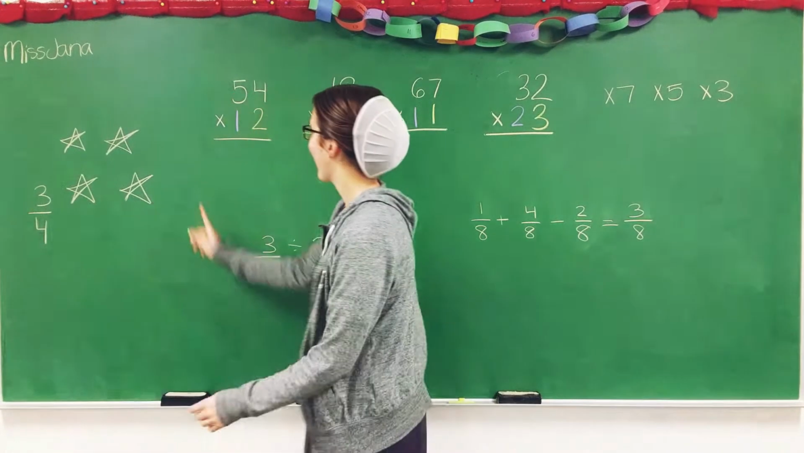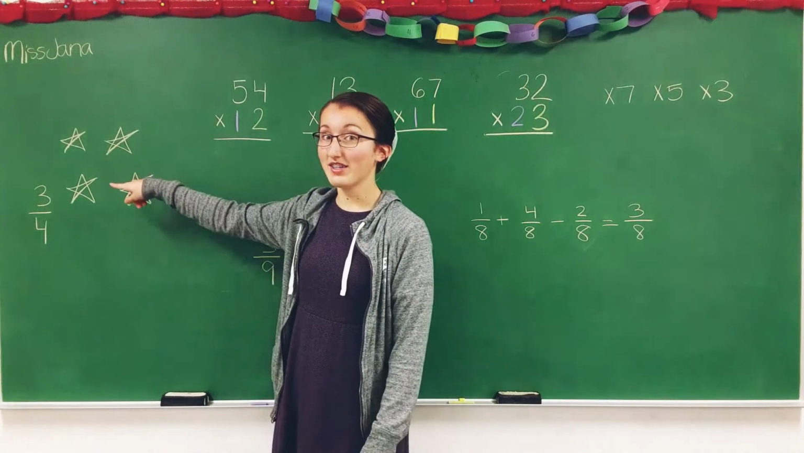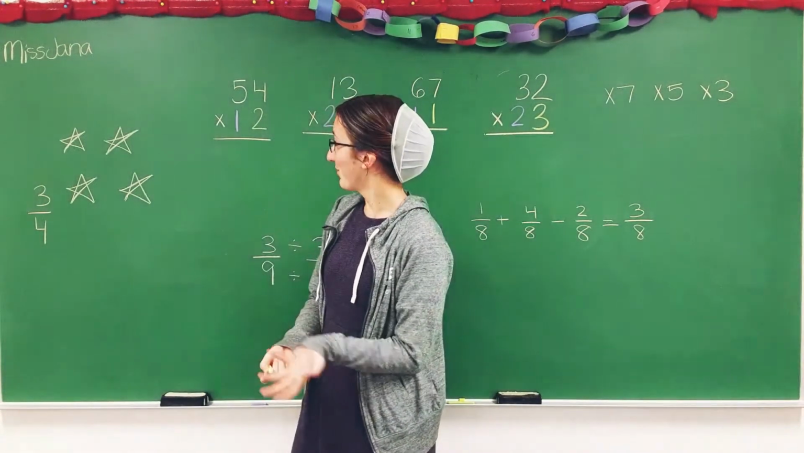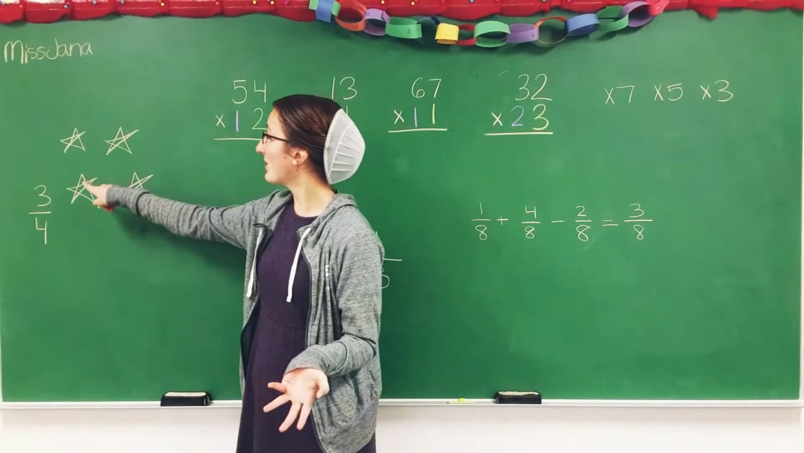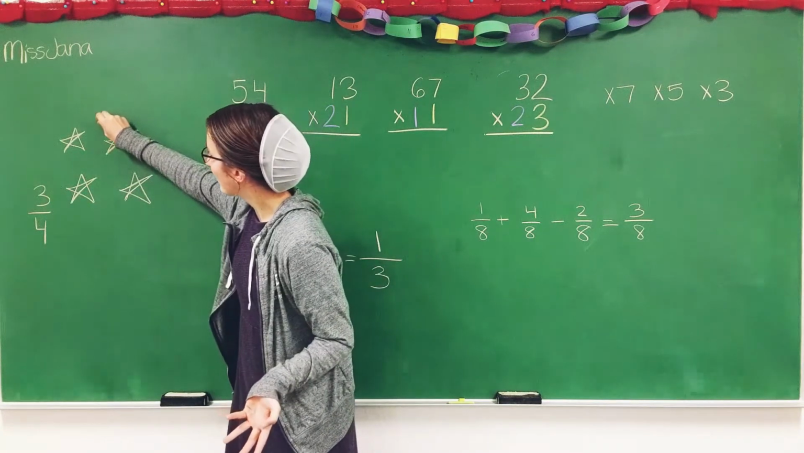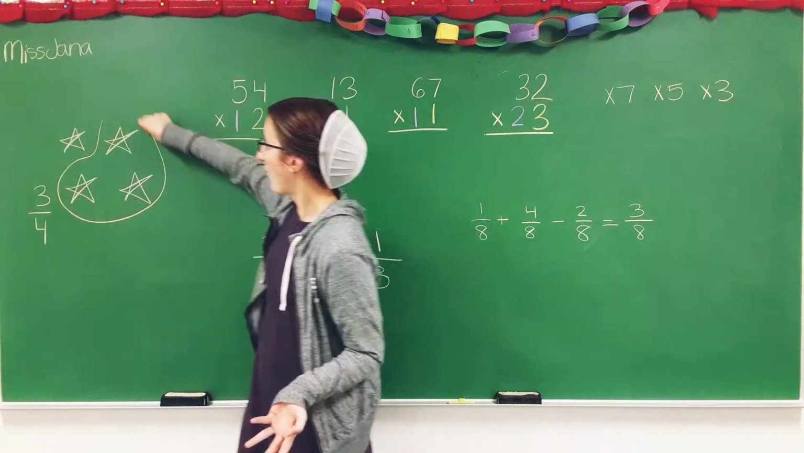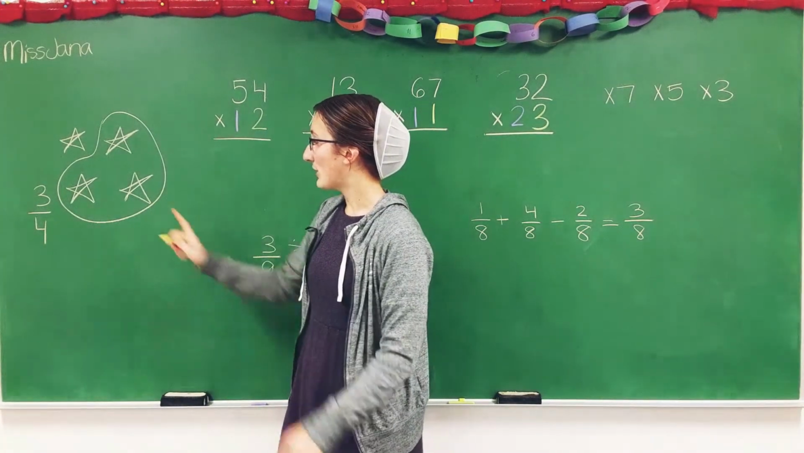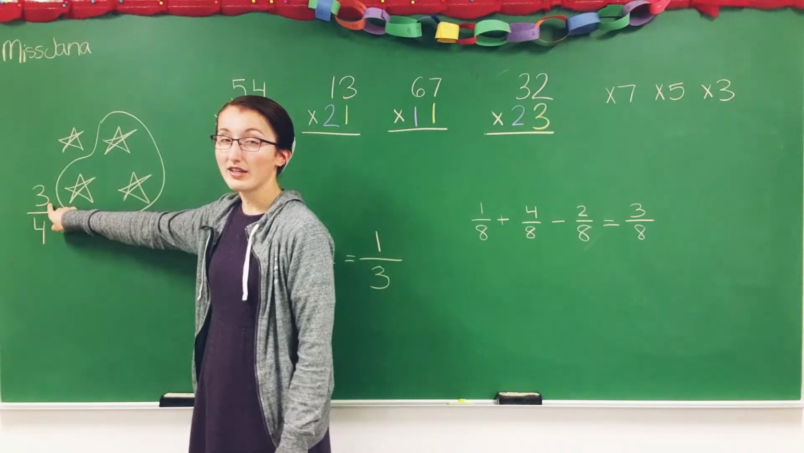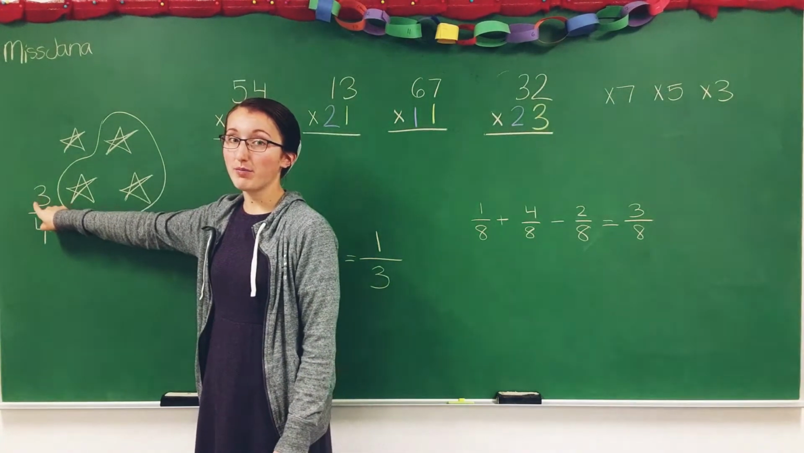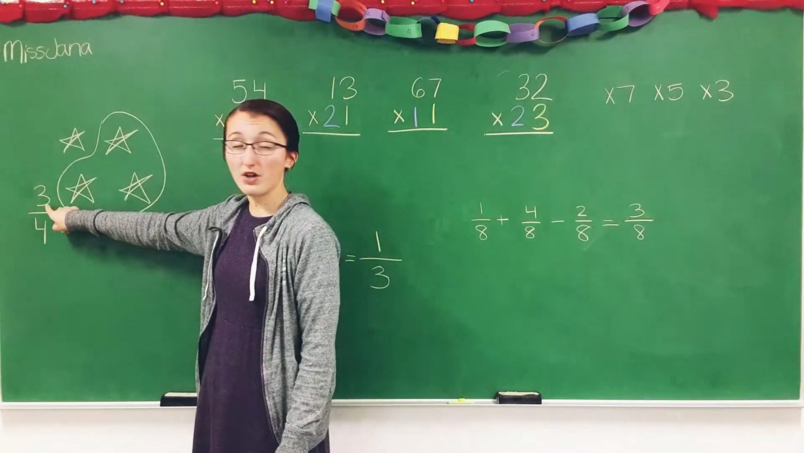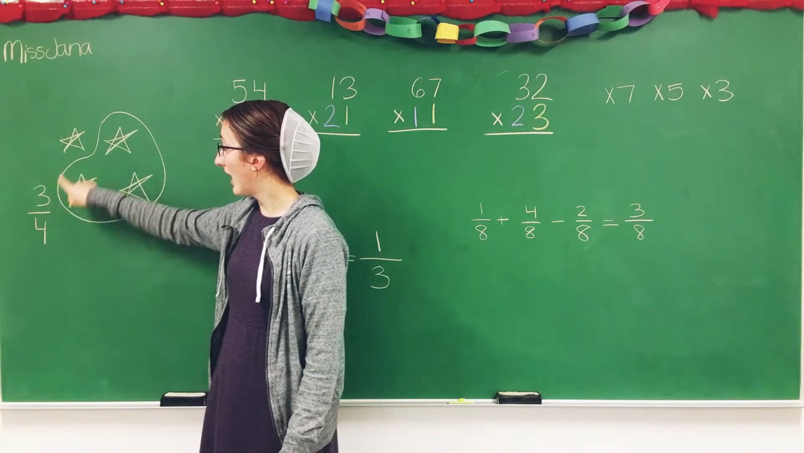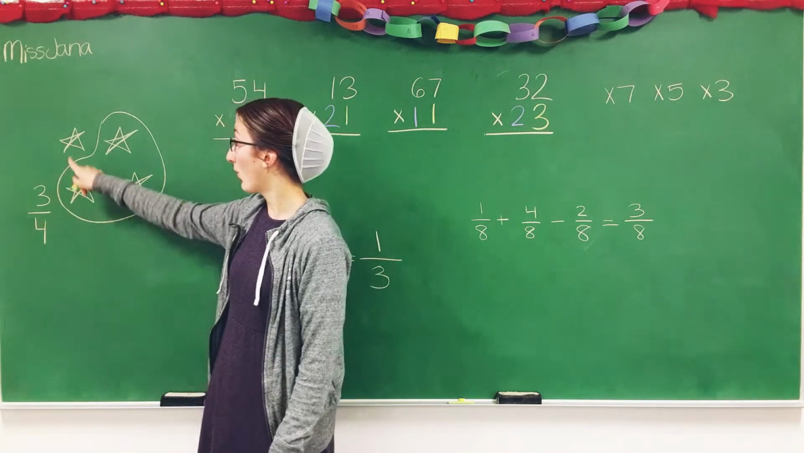Alright, and then over here we have 4 stars, and I want you to circle 3/4 of the stars. So we have 4 stars, and we're talking about 3 of them, so we're going to circle 3 of them. That is something that you get to do in your lesson today. So 3, the numerator, is the number of parts that we're talking about, 3 out of all the parts, which is 4.